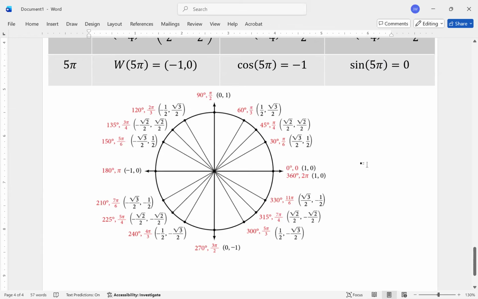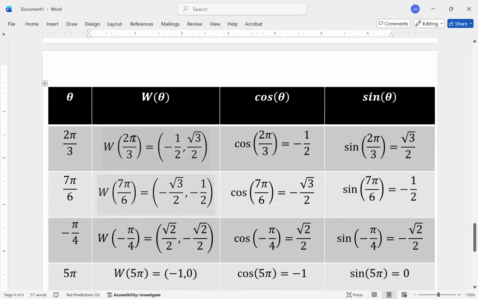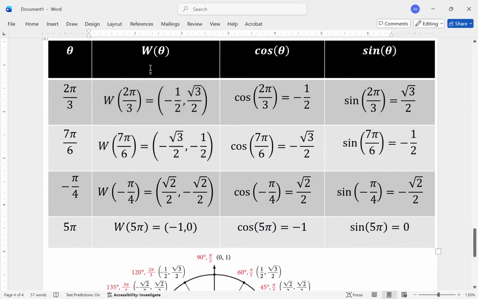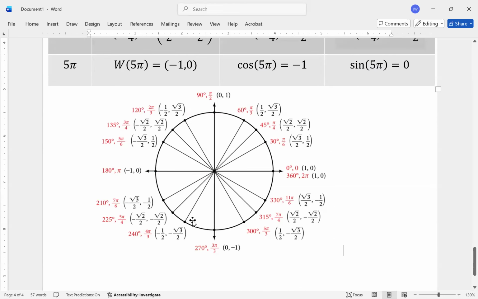And that's it. That's basically how we figure out the wrapping function and cosine and sine for angles that are on this diagram, or angles which are coterminal to ones on this diagram.